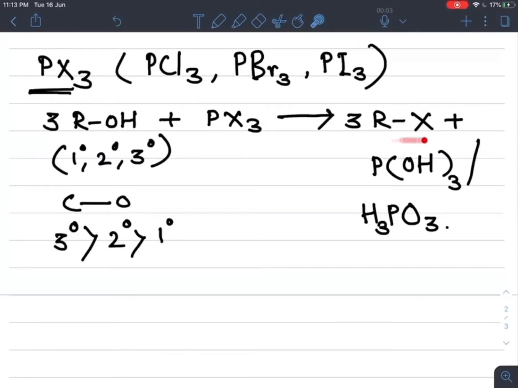So this is the preparation of alkyl halide from alcohol. This is also a most important reaction, and you already studied it in halogen derivatives. So in this reaction also, tertiary alcohols are more reactive than secondary than primary. Okay. Now next, one more reagent is there, that is the third reagent, PCl5.